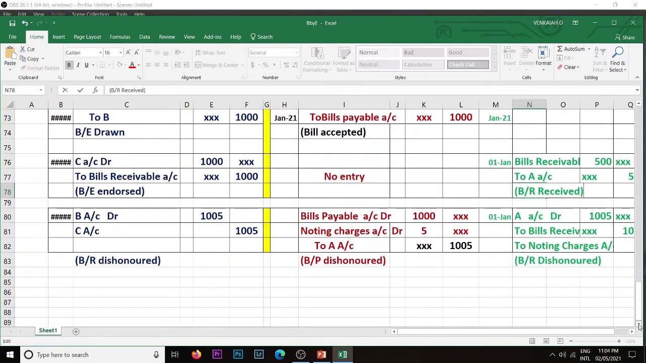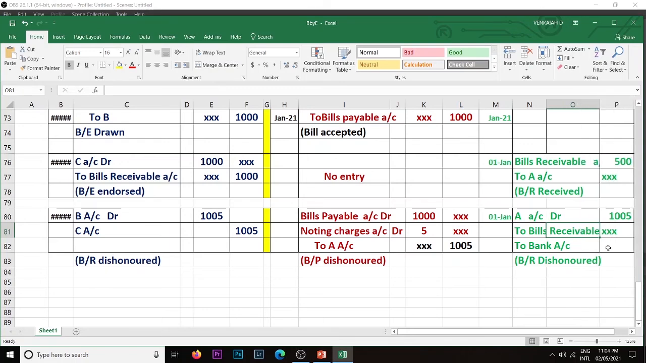Now the bill is dishonored. So A will pay the noting charges. A will pay noting charges. A account, C will pay the noting charges because A account debit, bills receivable account debit to bank account. Okay, 5 rupees were paid by C.